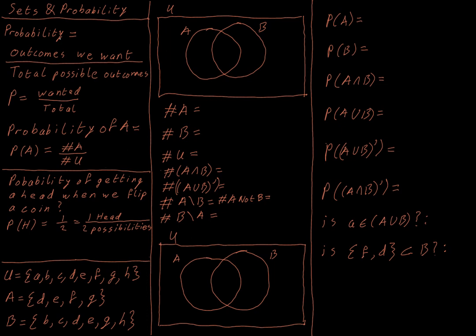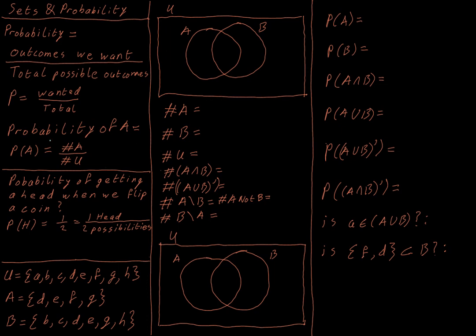So the probability is equal to the number of outcomes we want, divided by, so this is a dividing line, the total number of possible outcomes in a situation. Or put more briefly, the probability, capital P, is equal to the wanted outcomes divided by the total outcomes.